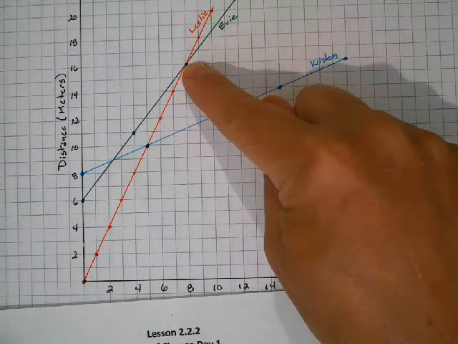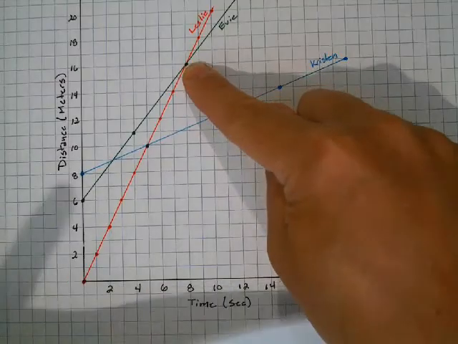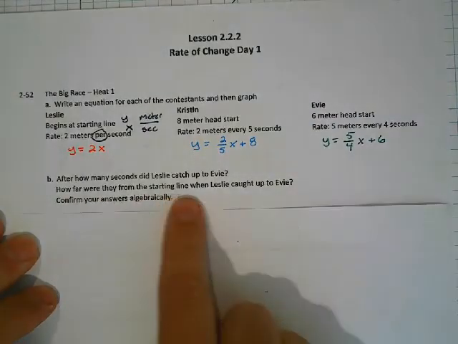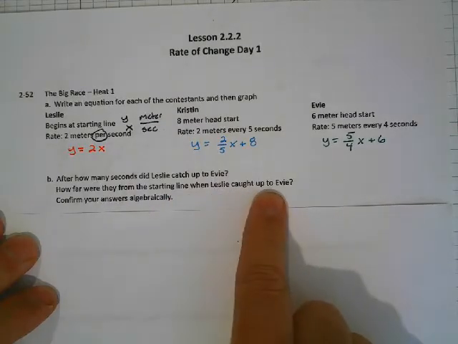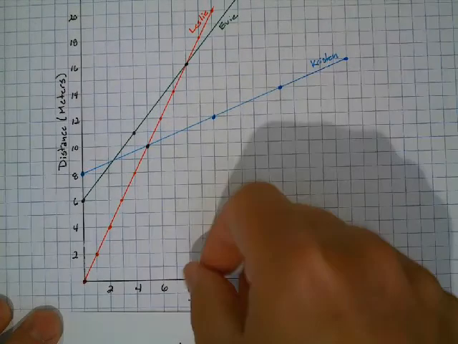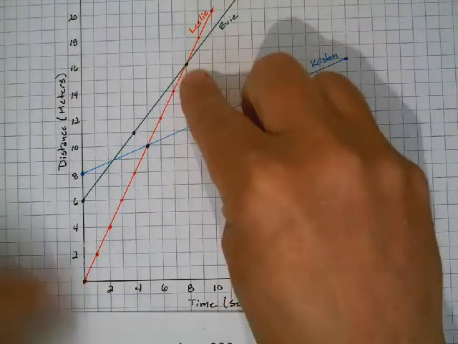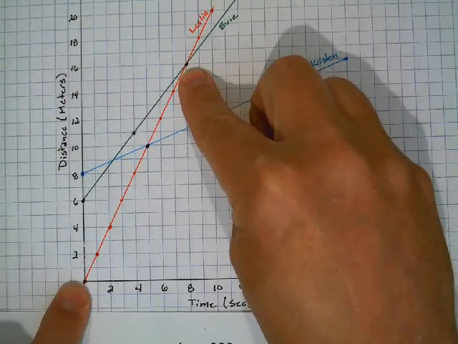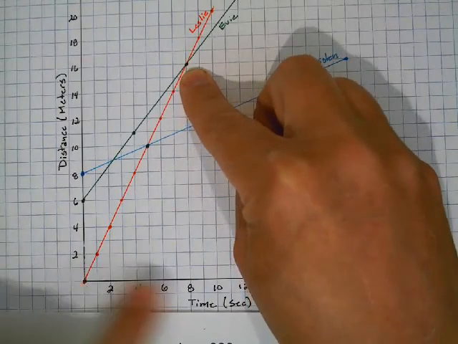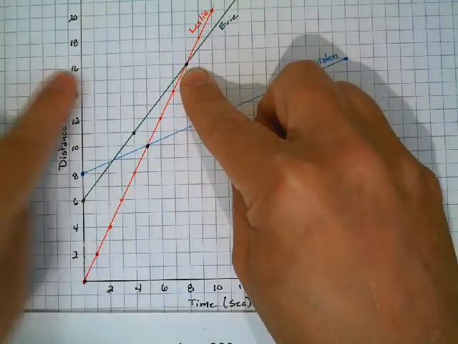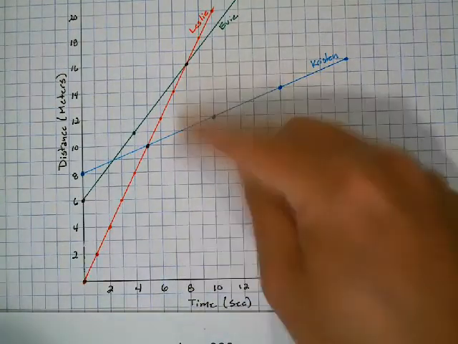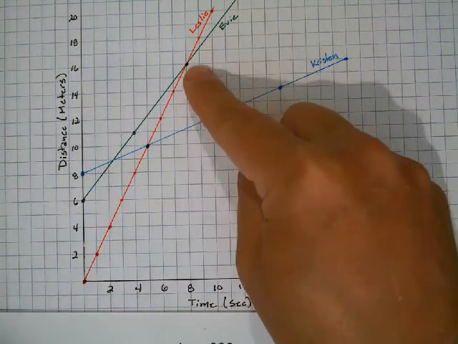same exact distance. Second question is, how far were they from the starting line when Leslie caught up to Evie? Okay, well, we know it's 8 seconds that it takes them to get there. So 8 seconds, and they're at 16 meters. So they're 16 meters from the starting line because the starting line is 0. So at 8 seconds, they are both at 16 meters. So it took Leslie 8 seconds to catch up to Evie up there.